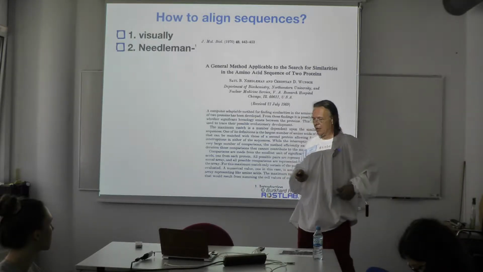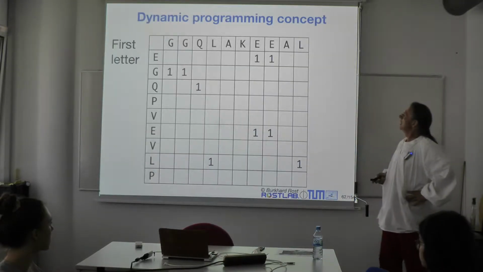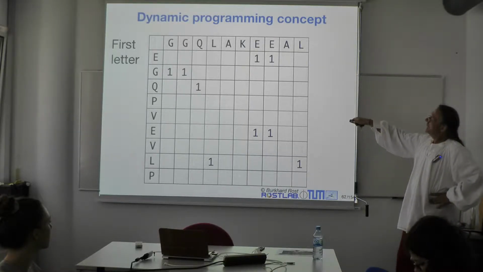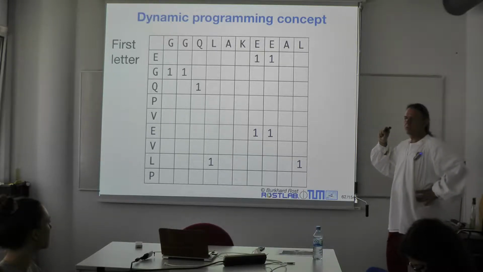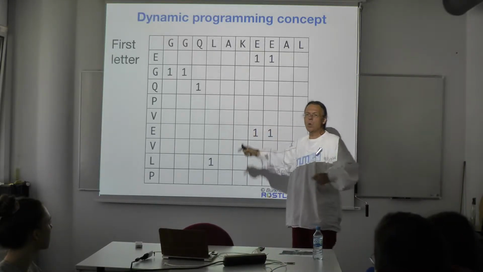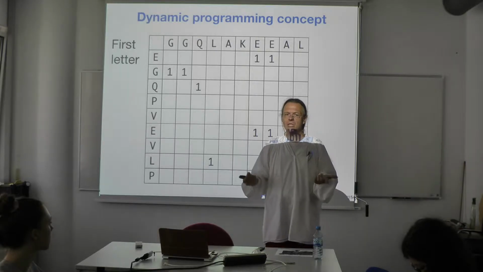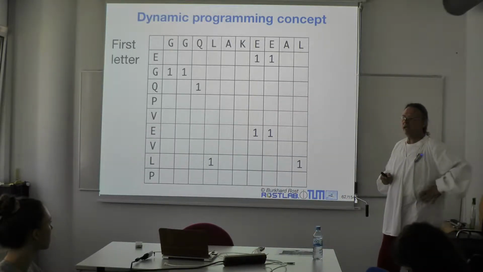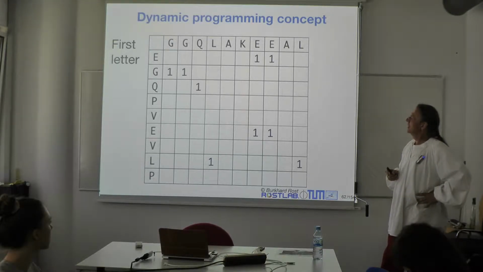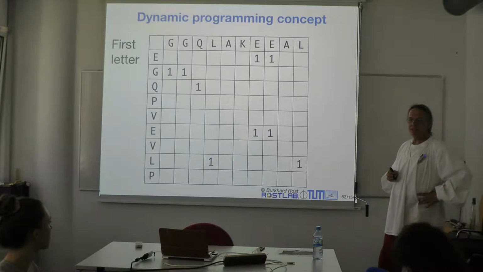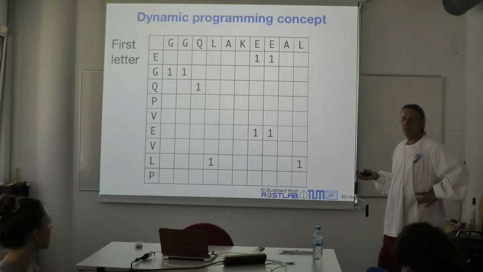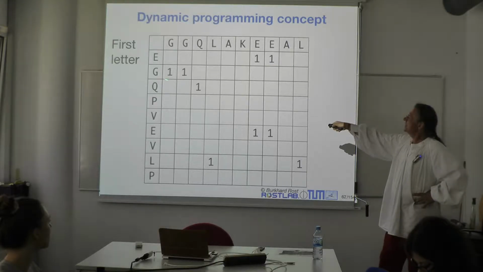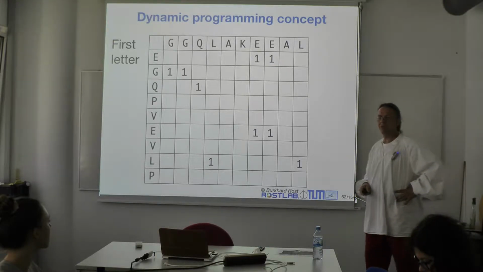Ultimately, the idea behind the algorithm is you write one sequence, the other sequence, and you begin by, first of all, what I'm going to enter here: one means match. Match is identity of letter. Zero, or empty, means no match. So the first thing to populate in this matrix is the ones, the matches. Let's begin with the E here, there are the other E's, the G, the other G's. You see all the possible matches.